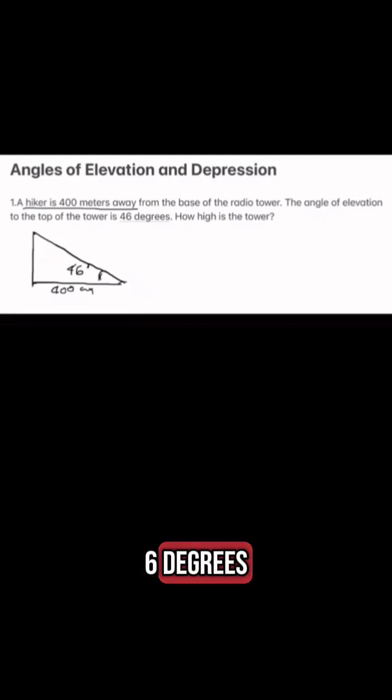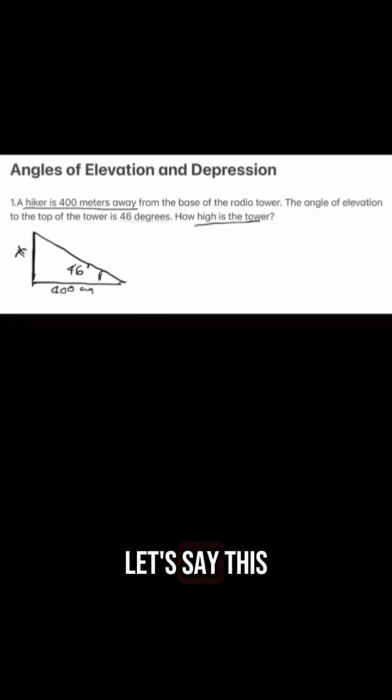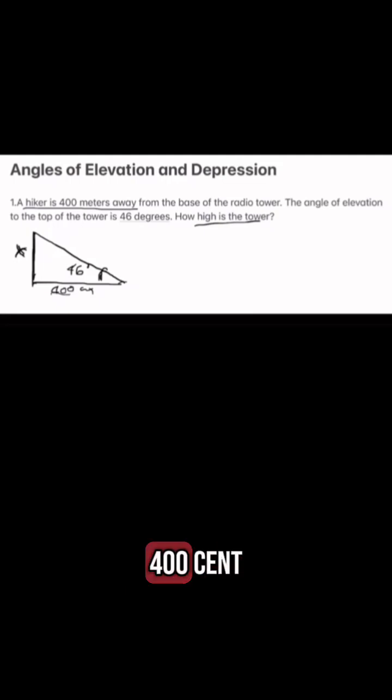And this is 46 degrees. The question is, how high is the tower? Let's say this is x. So we will be finding the height of the tower. This is the angle of elevation, which is 46 degrees. The side here, 400 meters, is the adjacent side, and this one, x, is the opposite side.